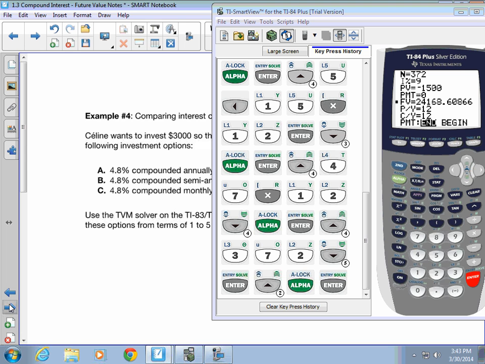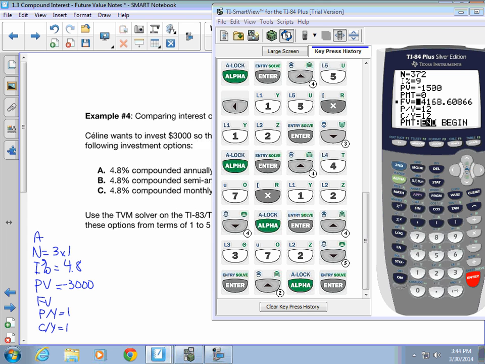So if we look at option A, compounded annually, our N here is going to be 3 times 1. Our interest is 4.8%. Present value, so you are investing $3,000. We want to find the future value. Payments per year is 1. Compounds per year, because it's annual, is 1.